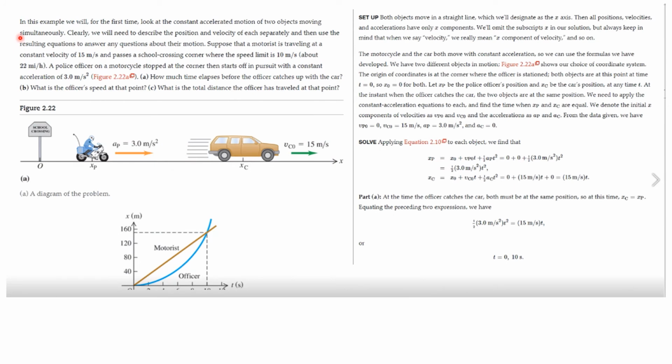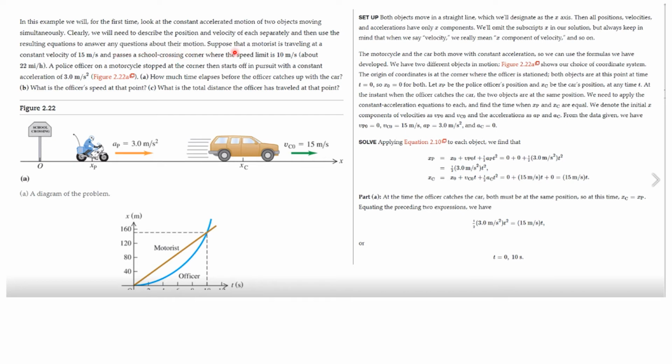Let's look at another example. And in this example, we will, for the first time, look at constant acceleration motion of two objects moving simultaneously. So we have a car here that is moving at a constant velocity, and then we'll pretend there is a policeman, policewoman actually, who starts at rest but then chases after this person, accelerating in order to catch up. So let's look at this then. Clearly we'll need to describe the position and velocity of each separately, and then use the resulting equations to answer any questions about their motion.